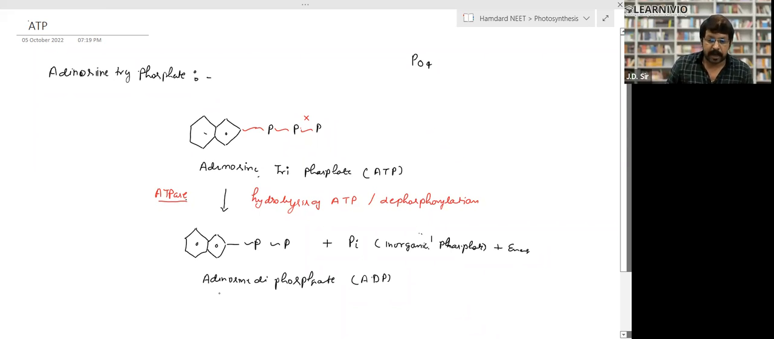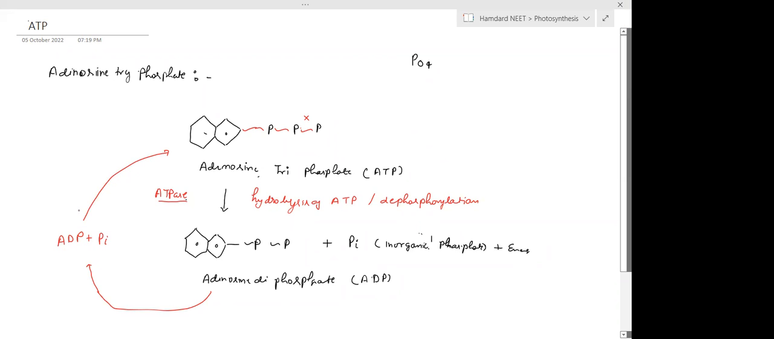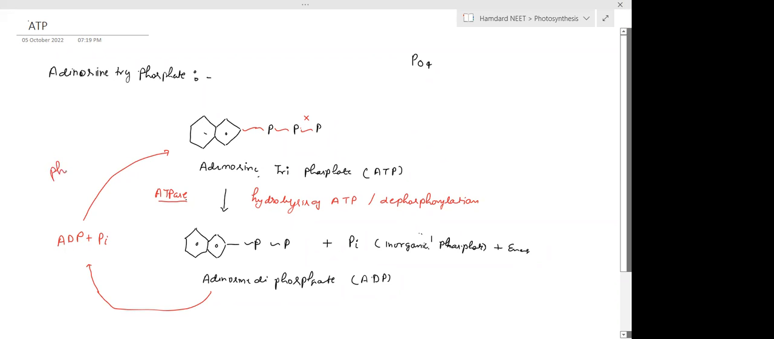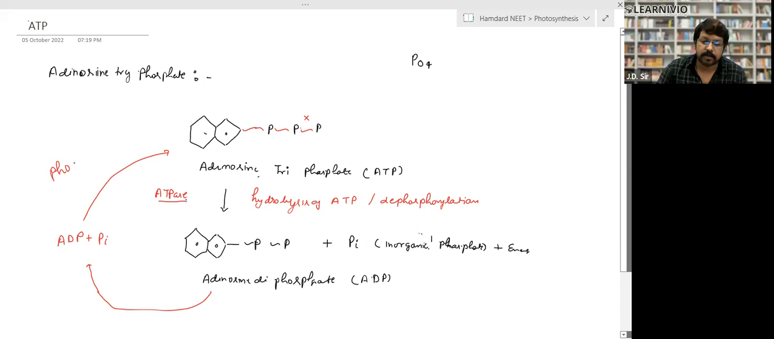Okay. So now what happened? ATP breaks down into ADP. Again, when the food is burned in our body inside the mitochondria, ADP again combines with the inorganic phosphate Pi, and again the formation of ATP takes place, right? So what do we call this process? When ADP converts into ATP, in layman's terms it is condensation of ATP, and we call it phosphorylation, right?